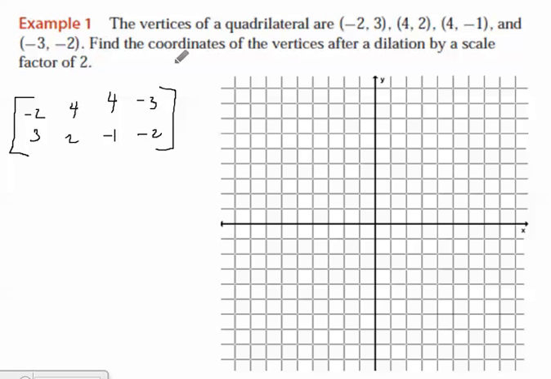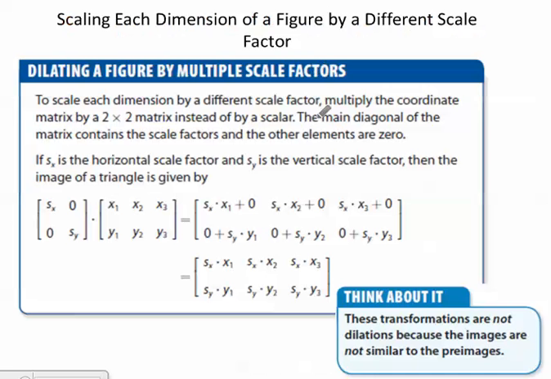Now we're going to dilate it by a scale factor of 2. That means I'm going to multiply everything here by 2. So it's going to give me the points -4, 6, 8, 4, 8, -2, -6, -4. Ta-da. We just scaled it. Didn't seem that difficult to me. If you want to plot them out, you're welcome to plot them out on the graph and see what you come up with. You can stop it and look at where the points would be.